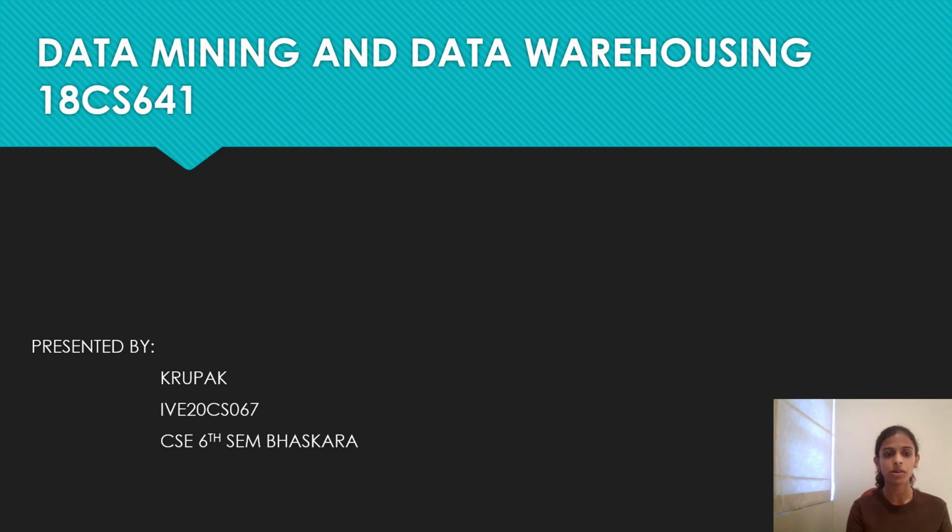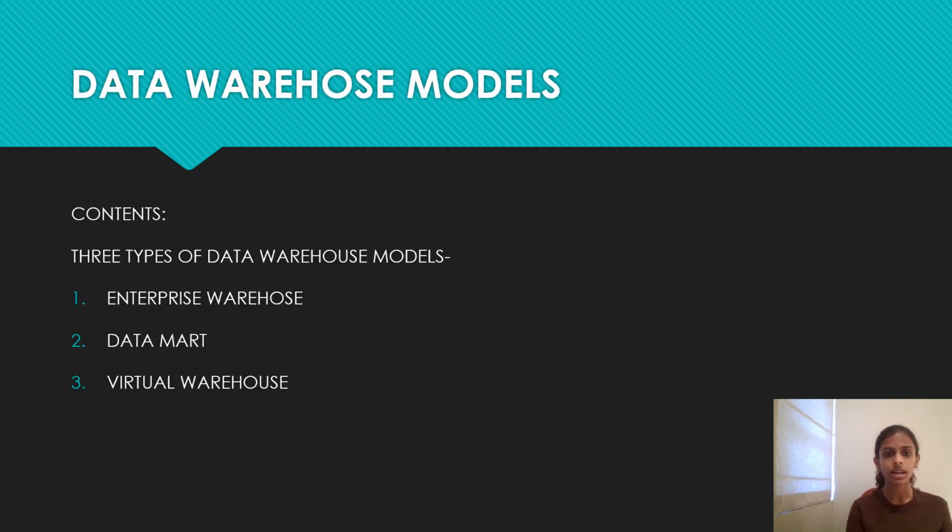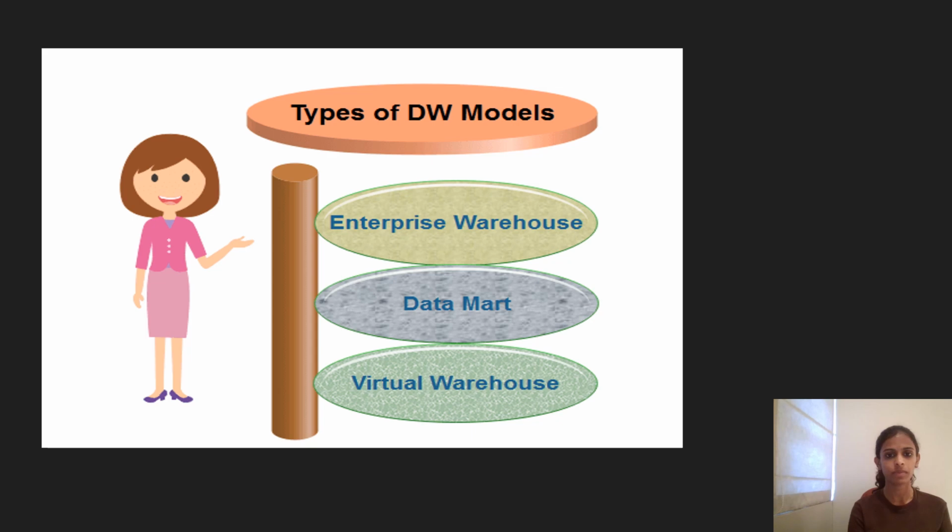I'm going to be talking about a topic from the subject Data Mining and Data Warehousing, subject code 18CS641. The contents which I'm going to be covering in this video are Enterprise Warehouse, Data Mart, and Virtual Warehouse. Types of data warehouse models: Enterprise Warehouse, Data Mart, and Virtual Warehouse. This is the pictorial representation of the types of data warehouse models.